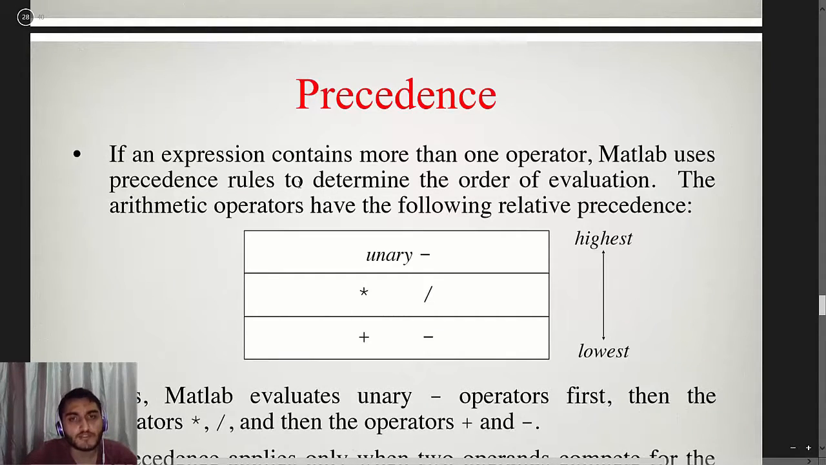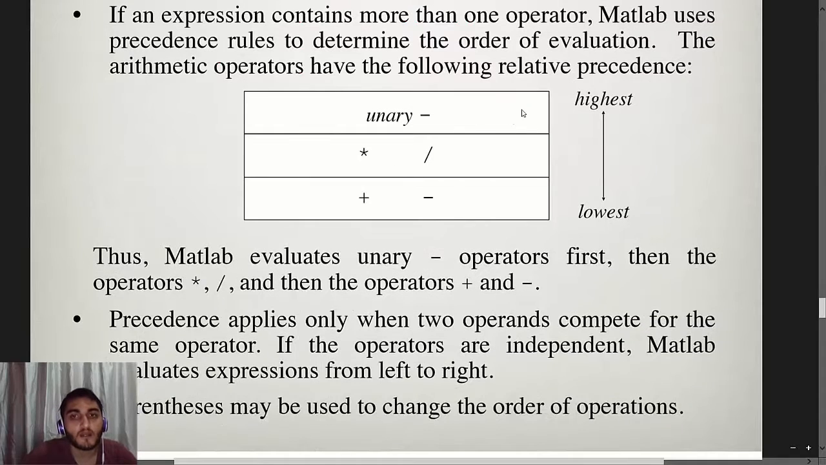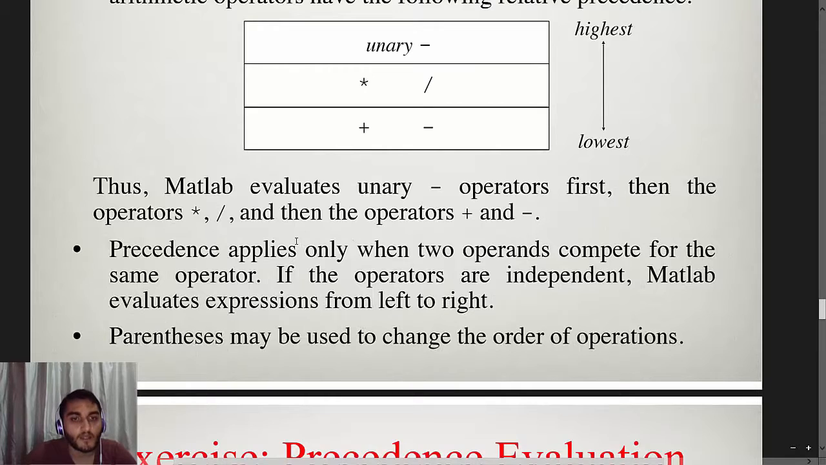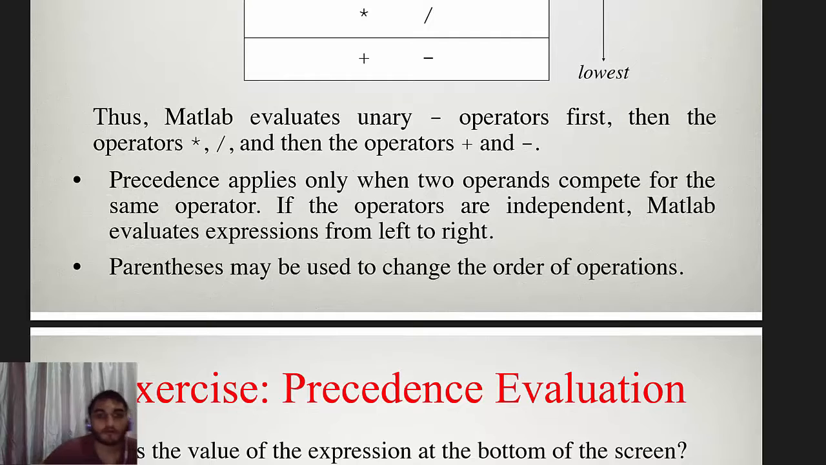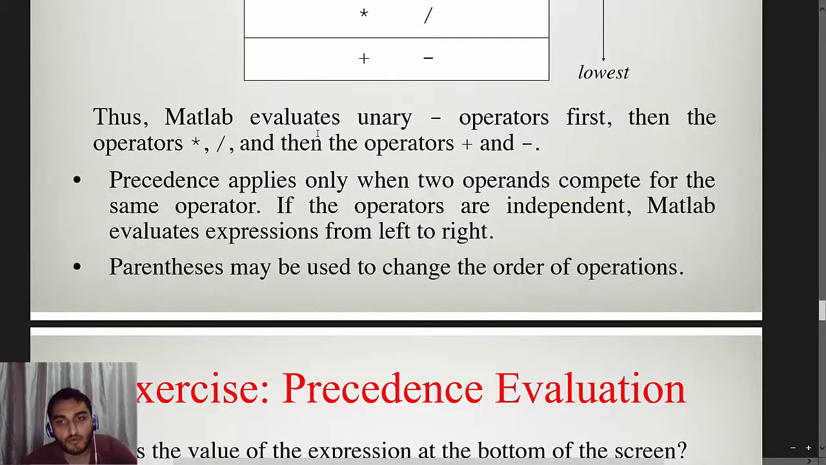If an expression contains more than one operator, MATLAB uses precedence rules to determine the order of evaluation. The arithmetic operators have the following relative precedence, from highest to lowest. Thus MATLAB evaluates the unary minus operator first, then multiplication, then division, and then the plus and minus operations. Precedence applies only when two operators compete for the same operand. If the operators are independent, MATLAB evaluates the expression from left to right. Parentheses may be used to change the order of operation.